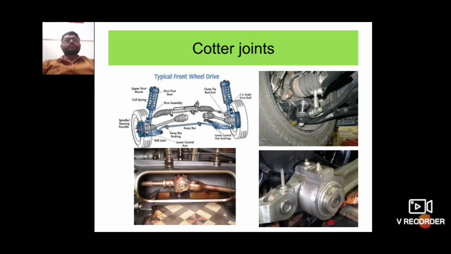So this diagram shows the applications of quarter joint. The first diagram shows a typical front wheel drive where a quarter joint is used in between the two wheels. Another application shows the quarter joint in wheels or in the fork of the IC engine mechanism.